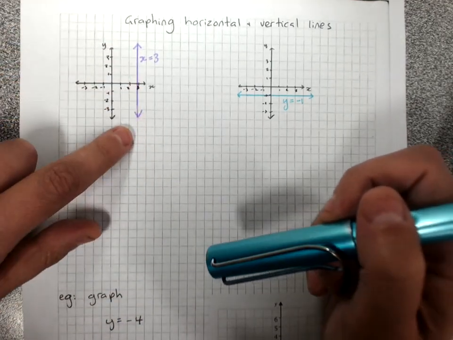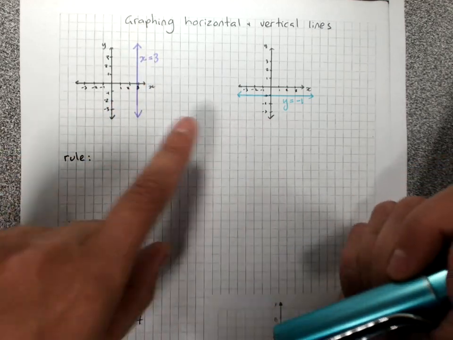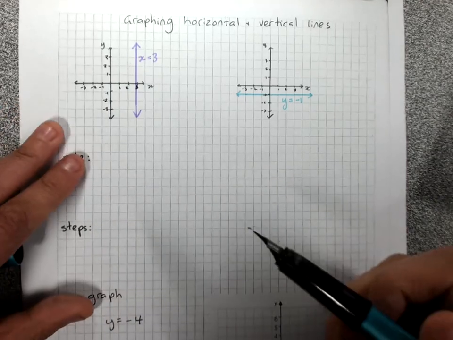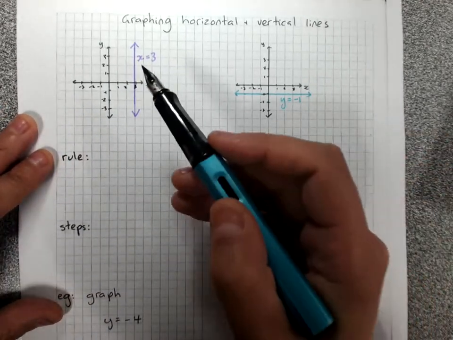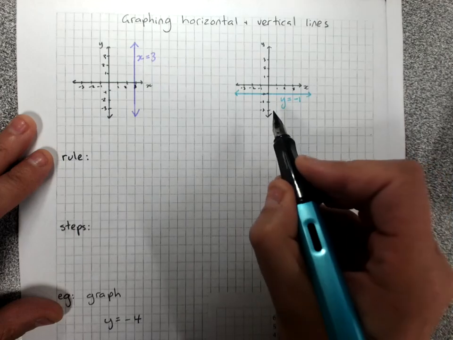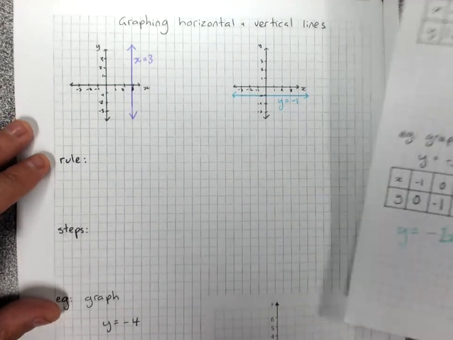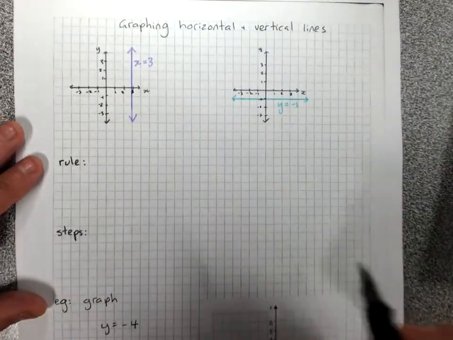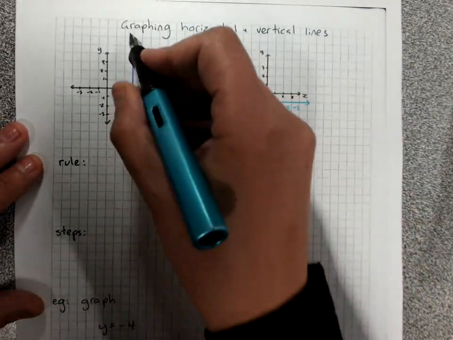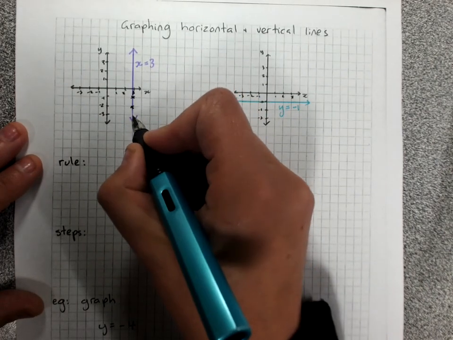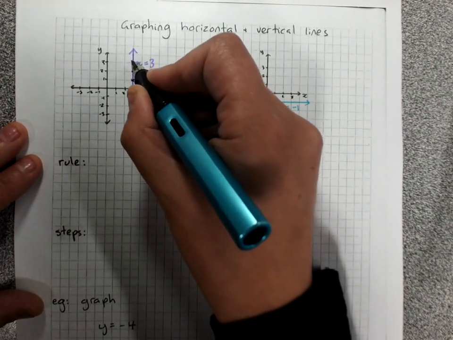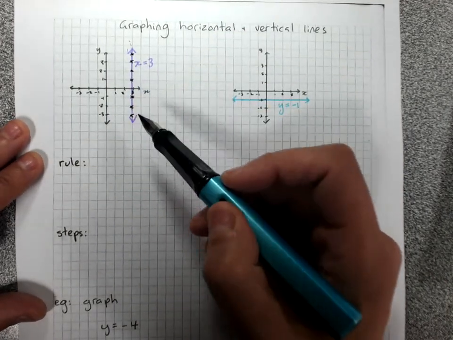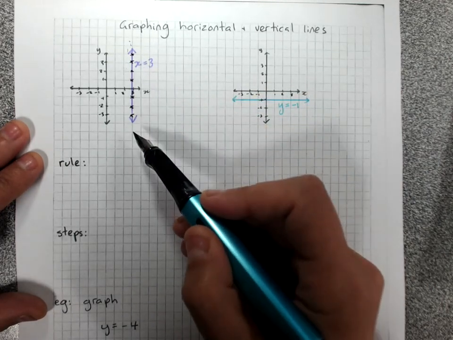This horizontal line, vertical line, that one's vertical, has the rule x equals 3. Unlike our other rules, horizontal and vertical lines just have x equals a number or y equals a number, whereas other rules have x and y in the rule. If you look at this rule here, this line, every single point on this line is x equals 3. It doesn't matter what the y value is, x will always be 3.